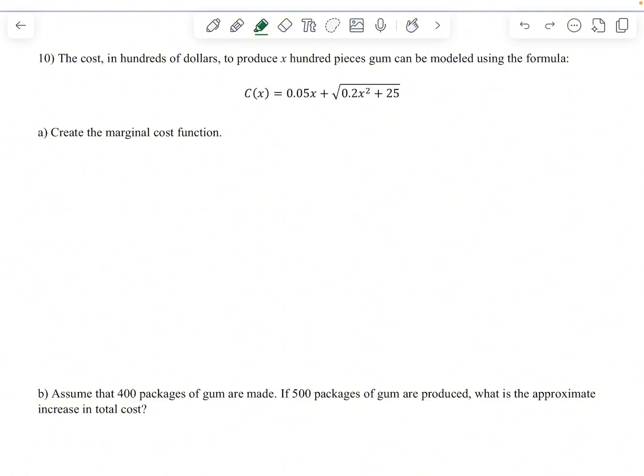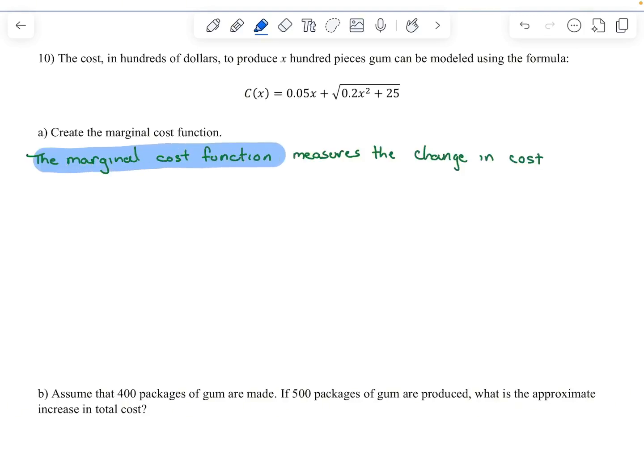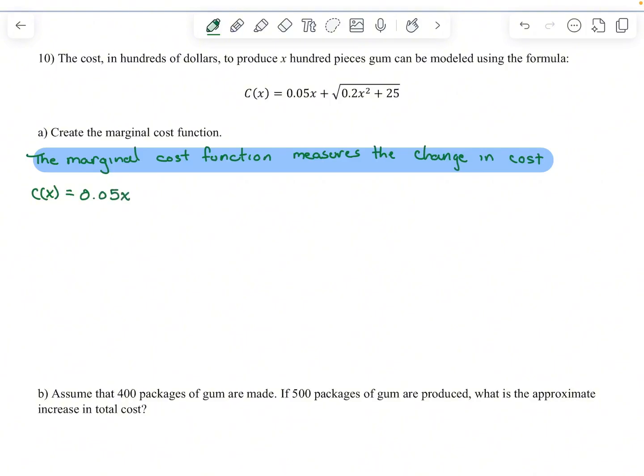Part A asks to create the marginal cost function. The marginal cost function measures the change in cost, and the change in cost is measured using the derivative. So we need to find the derivative of C of x. So I'm going to start by rewriting C of x as such. Notice that all I did was replace the square root with an exponent of 1/2.